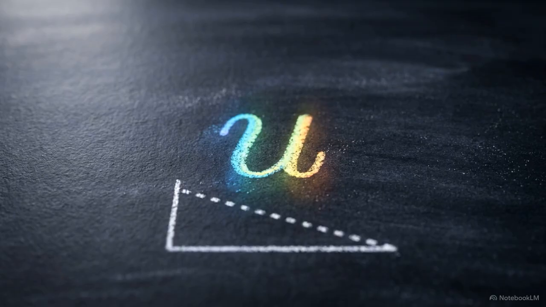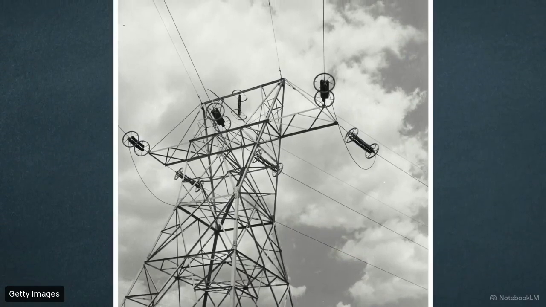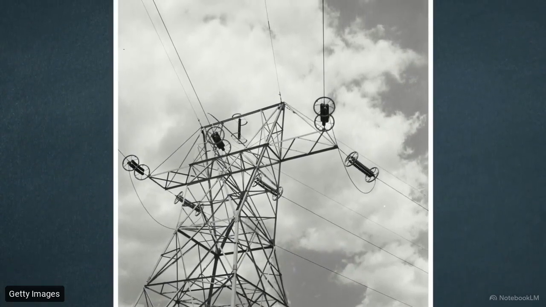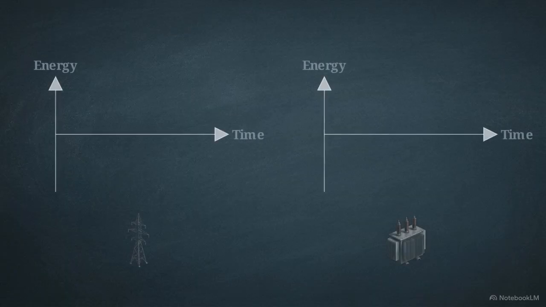We represent this temporal decay rate mathematically as the dissipation constant, denoted as U. For a transformer, U is a very low number. By contrast, a transmission line possesses a high dissipation constant. It burns off stored energy rapidly through its resistance over miles of copper. This creates a strict physical mismatch.